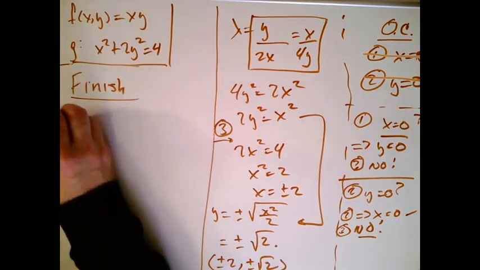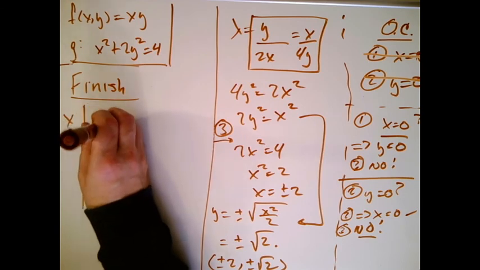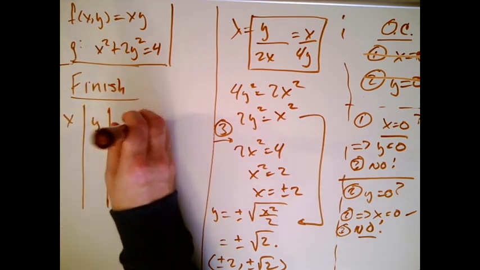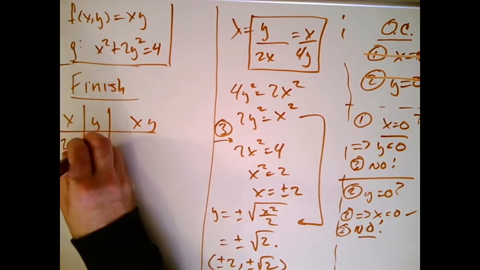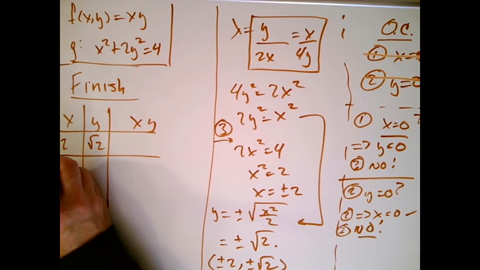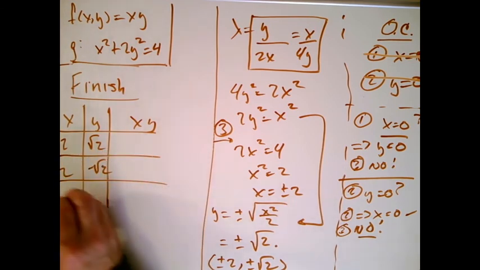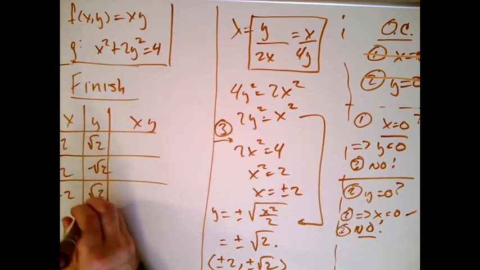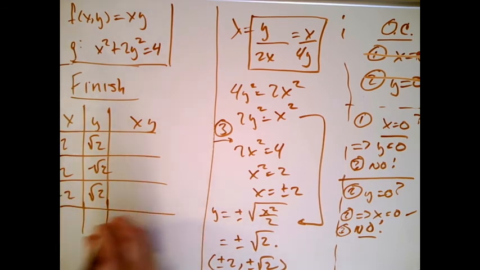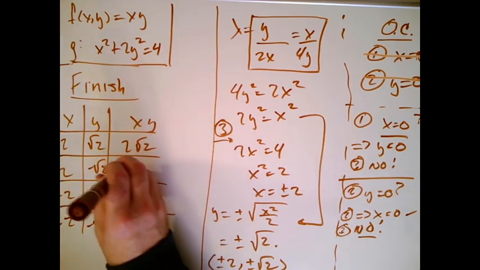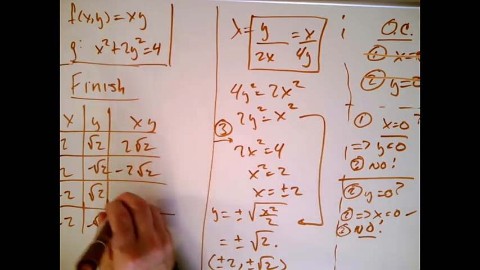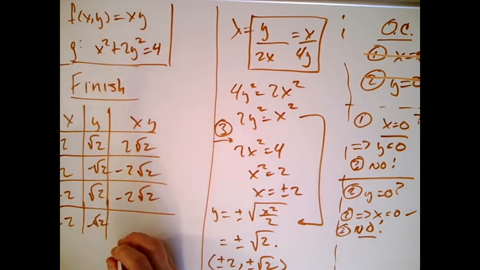I need to make a table. And the function here is just xy. And so what we're going to get, how about, is 2 square root 2 and 2 minus square root 2 and minus 2 square root 2 and minus 2 minus square root 2, and just start plugging in. I'm supposed to multiply x times y, so I get 2 square root 2, minus 2 square root 2, minus 2 square root 2 and positive 2 square root 2, right?